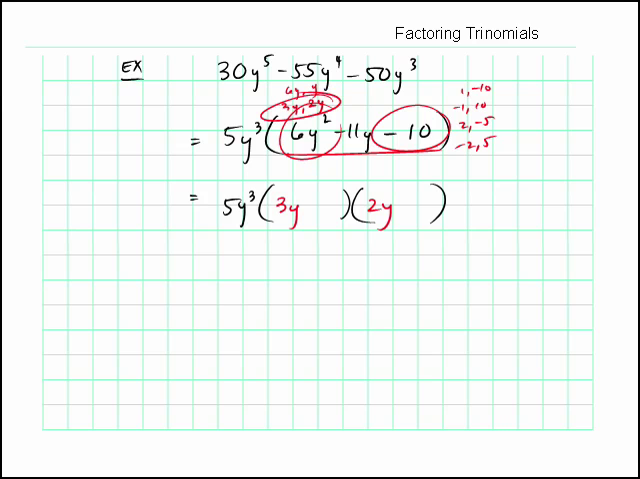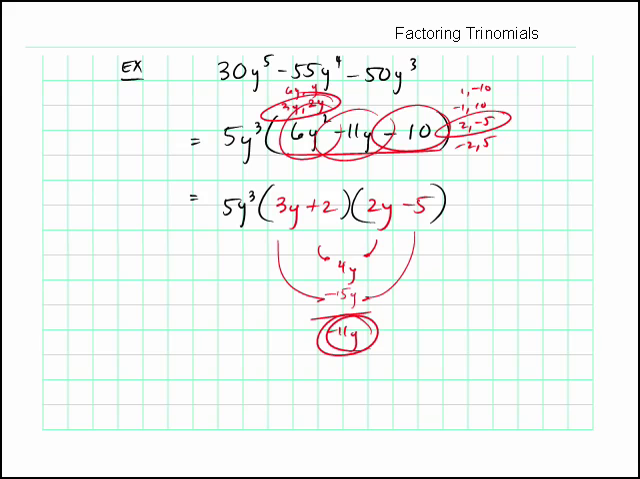And with that, I need a negative 11. So I'm going to take the 2 and the negative 5, and I'll put the plus 2 here and the minus 5 there. Let's try it. That's 4y. That's negative 15y. Add that up, and that is the correct middle term, negative 11y. There it is right there. And so this is our complete factorization.